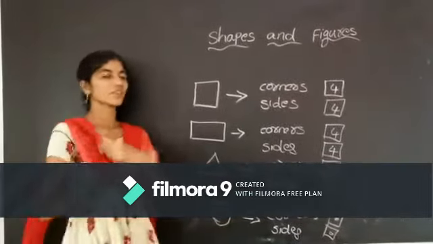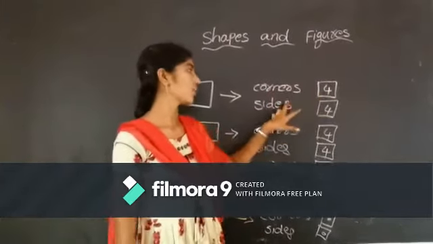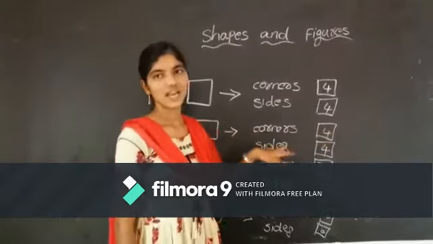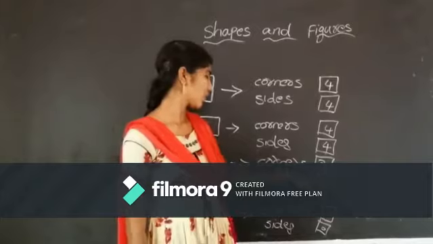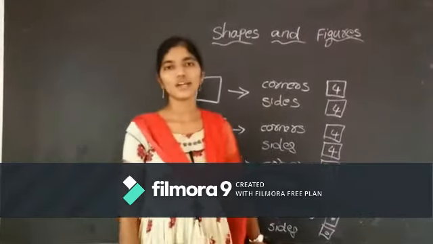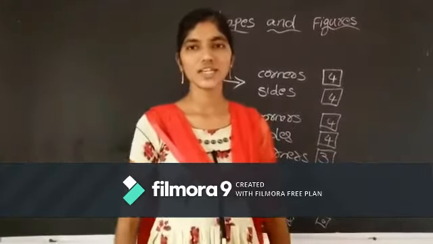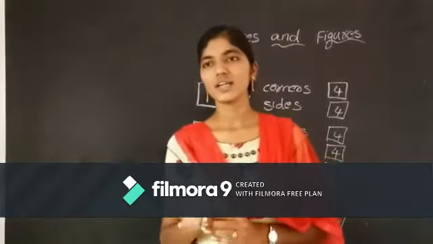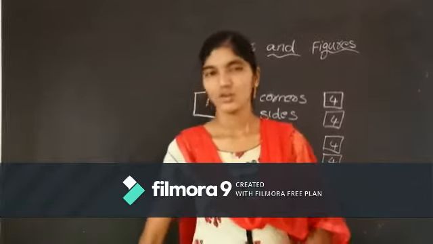Okay students, square has 4 corners and 4 sides. Rectangle has 4 corners and 4 sides. Triangle has 3 corners and 3 sides. Circle has no corners and no sides. Okay students, fold the square paper at the corners as shown. Write the numbers of the corner sides obtained. Okay?